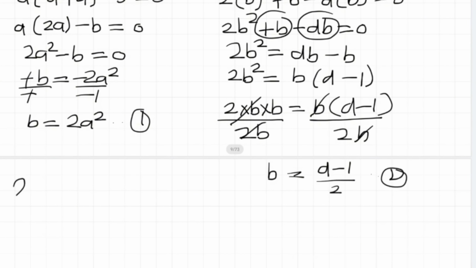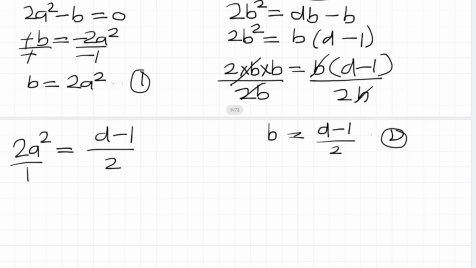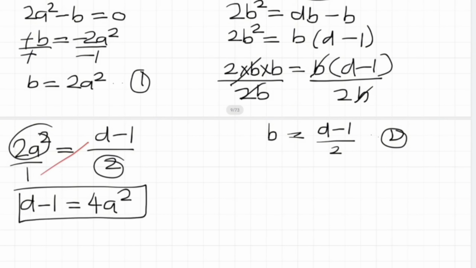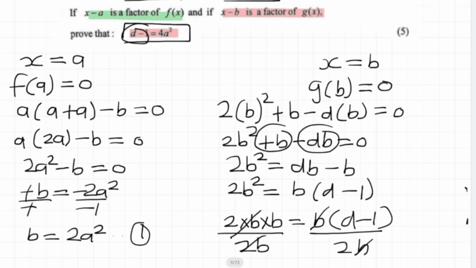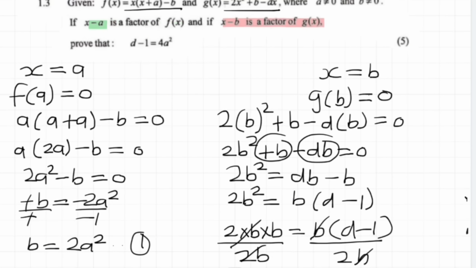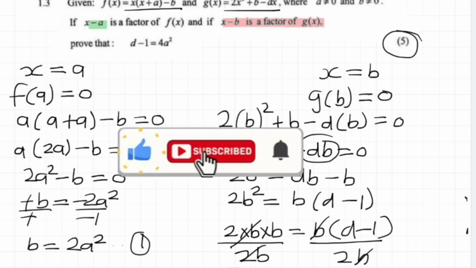So let's just equate this. So this is going to be 2a squared, which is equal to d minus 1 divided by 2. And then now we can cross multiply this. So what do we need? Let's just start with this first. And then this is going to be d minus 1, which is equal to this. We'll multiply with this. It is going to give you 4a squared. And if you pay close attention, this is what they wanted us to prove over here. So this is how we solve this one, and we take these 5 marks.